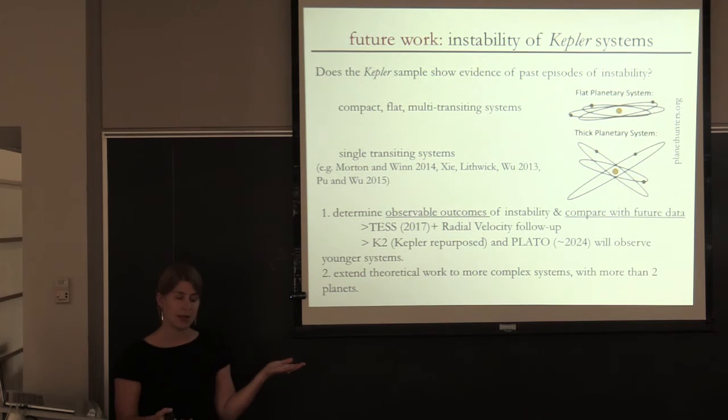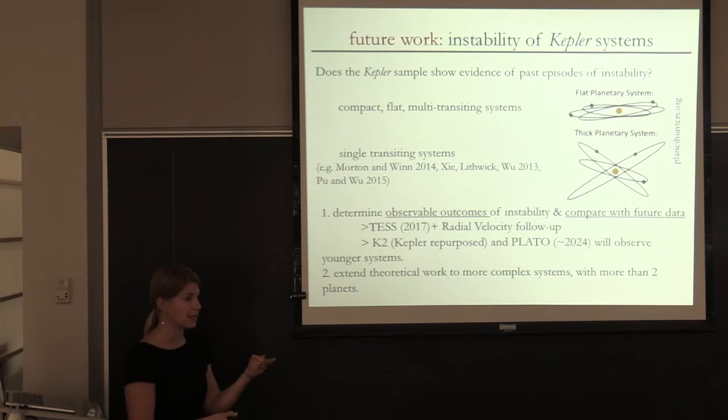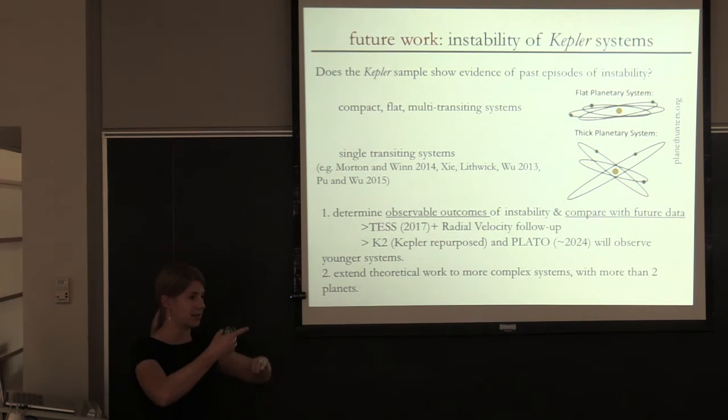So what I'm interested in doing is basically studying instability in these systems and trying to figure out what the observable outcomes of instability are, to then compare with the Kepler data and also future data coming from TESS and the associated radial velocity follow-up. So if TESS sees a single transiting system, but then RV follow-up says, oh, there's another planet in the system that's not transiting, then I think you might be able to say something interesting.